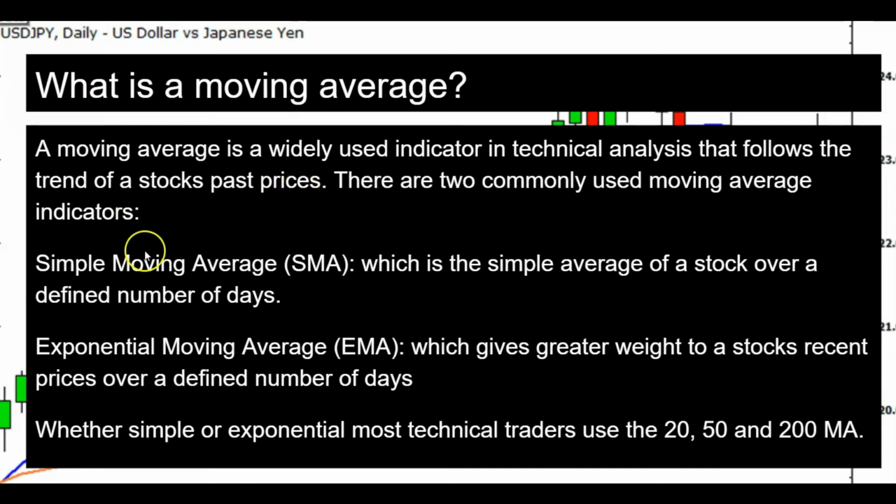Okay. Let's talk about those two types of moving average. There is the simple moving average, the SMA, which is the simple average of a stock over a defined number of days. So it's something that looks at, let's say you said the past 20 days, I want to know.